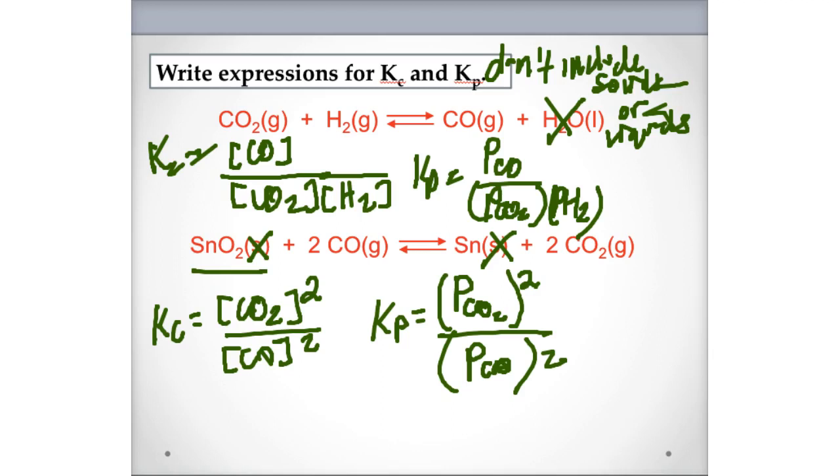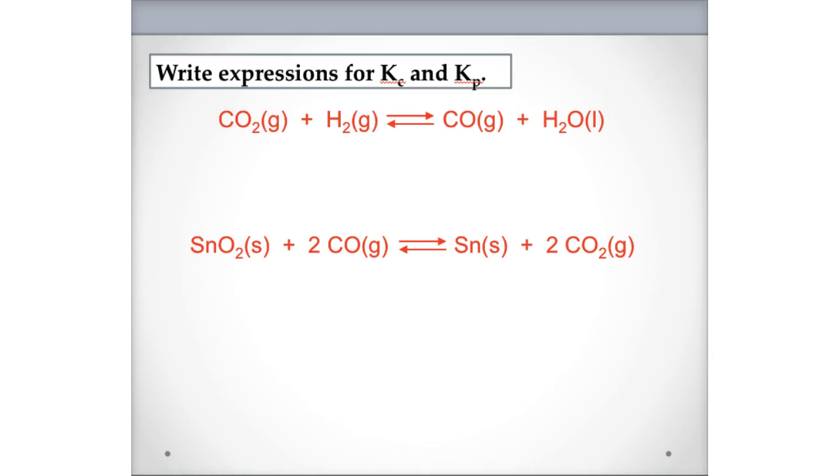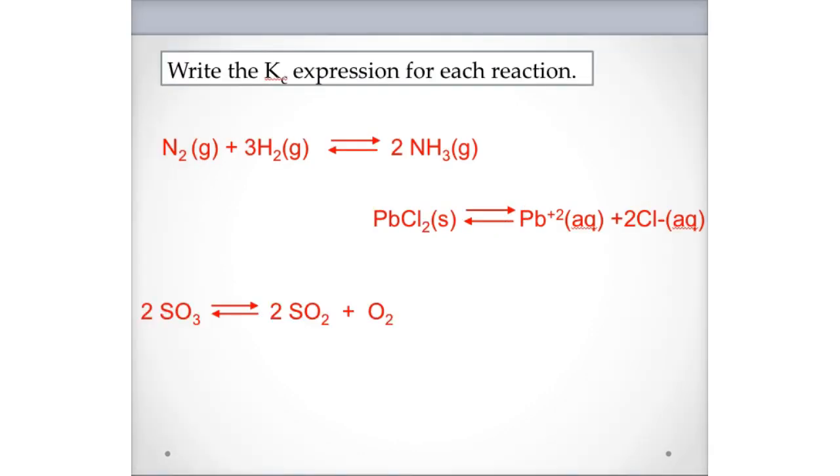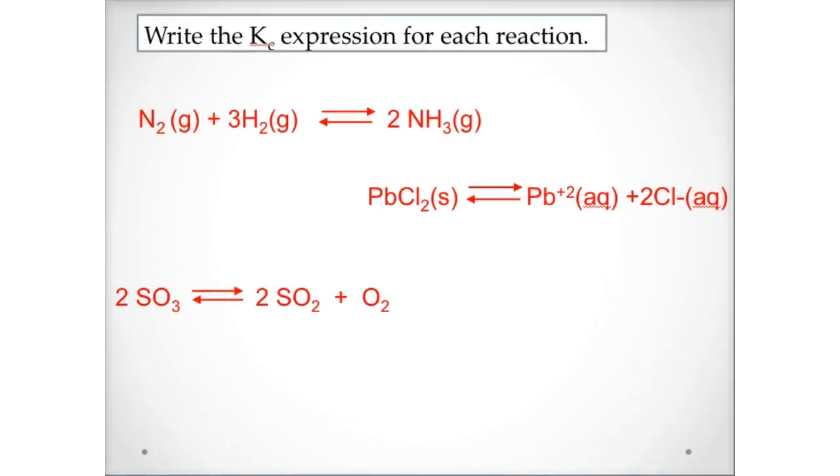Okay, so now you guys can try. So you guys try this new example right here and see if you could do it. I only want the Kc for these. Okay, so go ahead and try, and then check your answers with me.